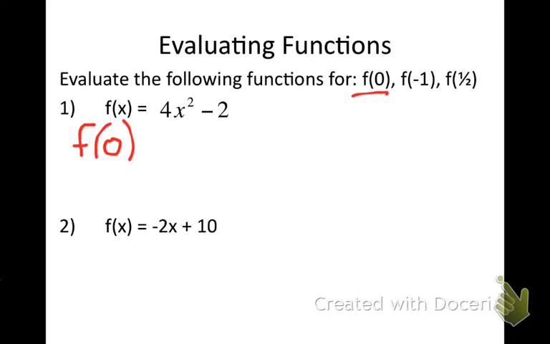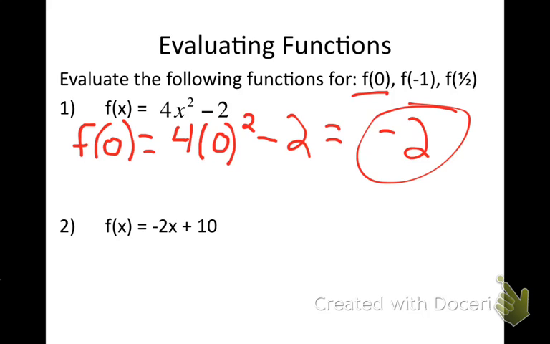So f of 0 means I'm going to plug 0 in for my x values. Okay, so I have 4 parentheses 0 squared minus 2. Again, I just took my 0, put it into my x values. I'm going to get an output. Well, what's 0 squared going to give me, Shane? 0. Times 4? Minus 2? Boom. My output is negative 2. Plugging a number in, you're getting a number back out.